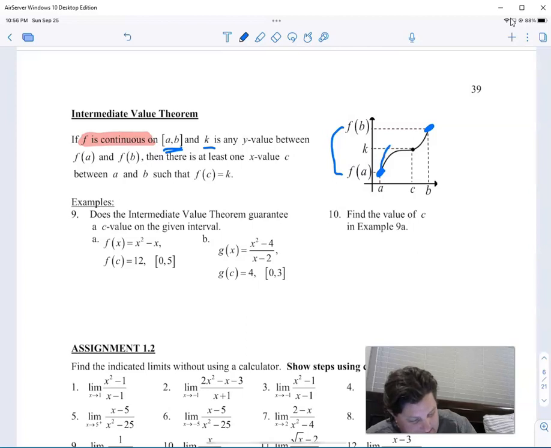Now, the reason it says at least is because it could go like that. It could equal k at like 3 different points. But it has to cross that line at least once. That's the point where it crosses. It's very, very straightforward. The biggest thing is continuous. All right. So let's look at number 9.